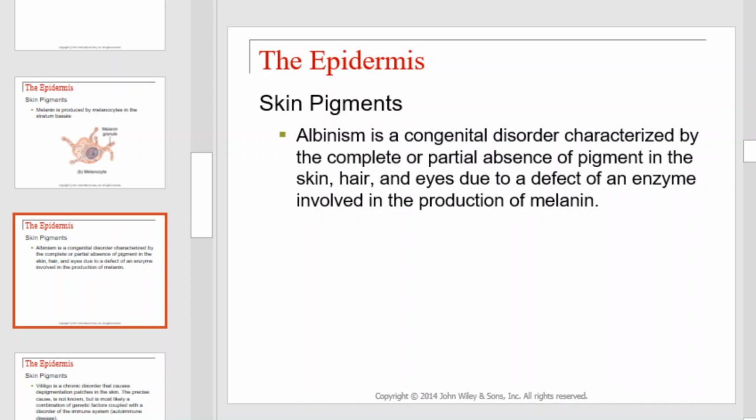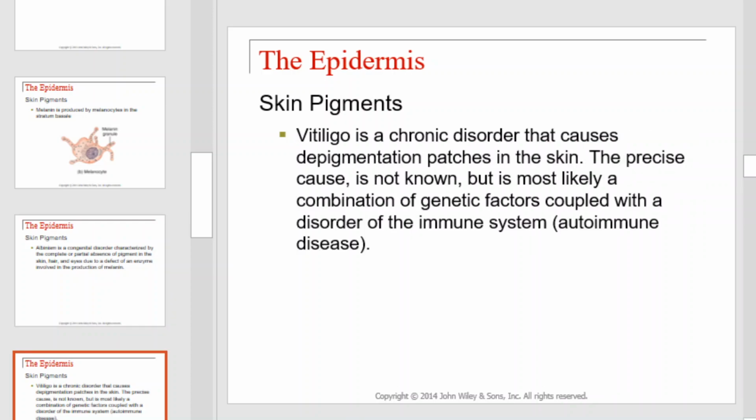Albinism is a congenital disorder characterized by the complete or partial absence of pigment in the skin, hair, and eyes due to a defect in an enzyme involved in the production of melanin. Vitiligo is a chronic disorder that causes depigmentation patches in the skin. The precise cause is unknown, but it is most likely a combination of genetic factors coupled with a disorder of the immune system or an autoimmune disease.